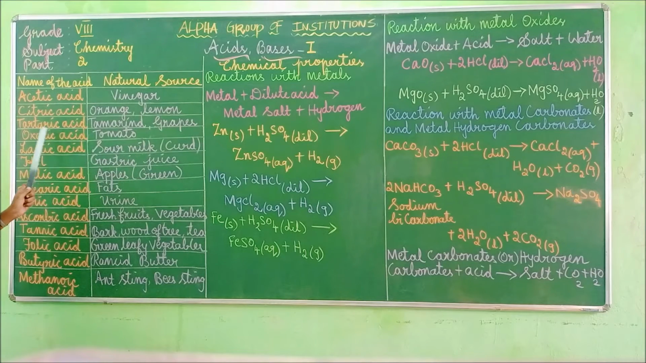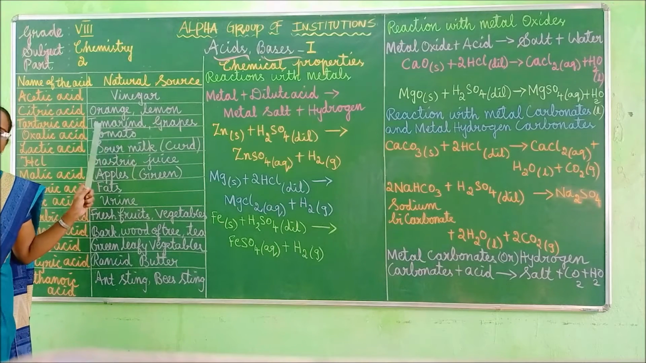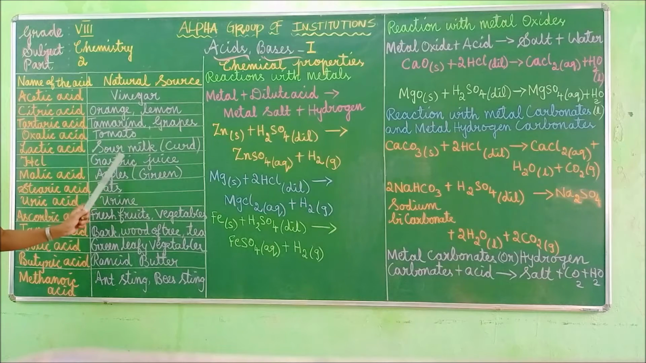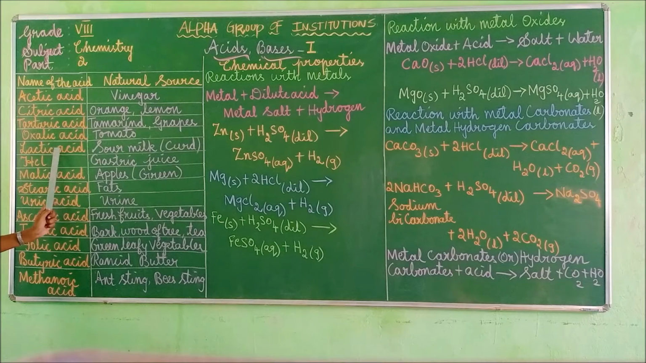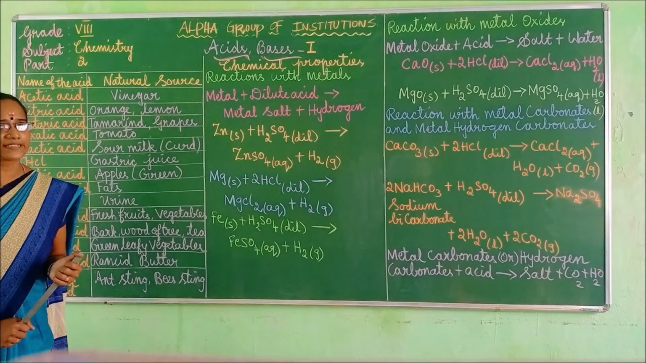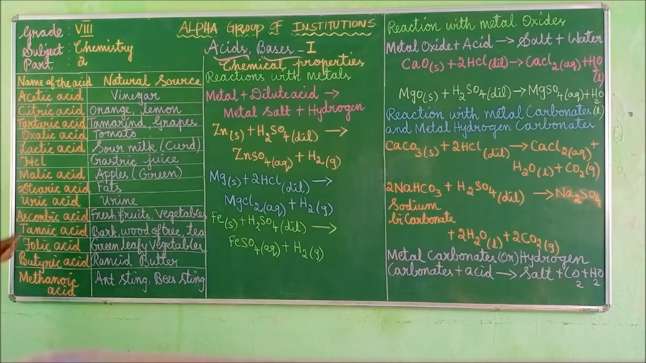Tamarind and grapes contain tartaric acid. Okay, tamarind and grapes contain tartaric acid, and tomato contains oxalic acid. Tomato contains oxalic acid. Sour milk is nothing but curd. Curd contains lactic acid. Okay, so sour milk means it is nothing but curd. Curd contains lactic acid. And in gastric juice, which acid is present? Hydrochloric acid. It is produced in our stomach, isn't it? So gastric juice contains HCl. HCl is hydrochloric acid.